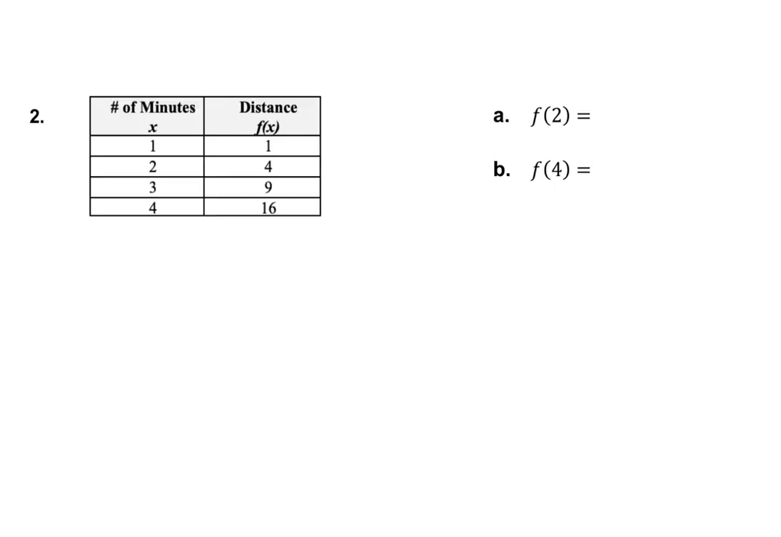All right, let's do another one. We've got our x, and then we've got our f of x. So it wants to know f of 2, x is equal to 2. So we're coming over here and finding it in our table. Well, f of x or the y is equal to 4. And for f of 4, f of x is equal to 16 when x is 4.